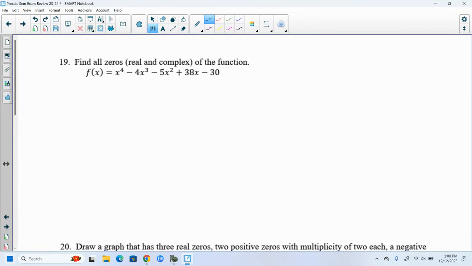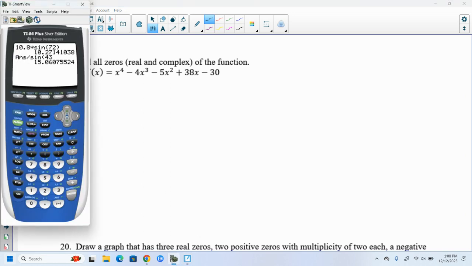Now 19 says find all zeros, real and complex, of this function. All right, since we are allowed to use your graphing calculator, we don't want to go through a whole process of guess and check. So we can graph this and then see where it hits the x-axis. So I'm going to go to y equals. Well, that actually looks like what we got in there. I got x to the 4th minus 4x cubed minus 5x squared plus 38x minus 30. So that is the graph I want. We hit graph. We see where it hits the x-axis.